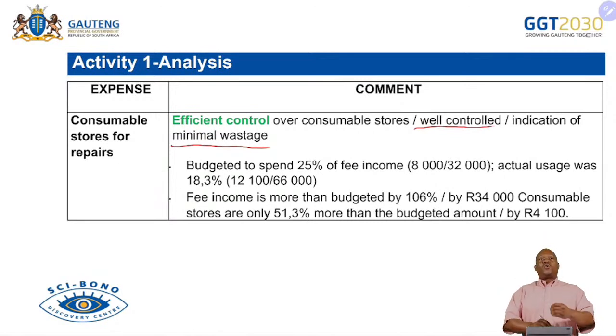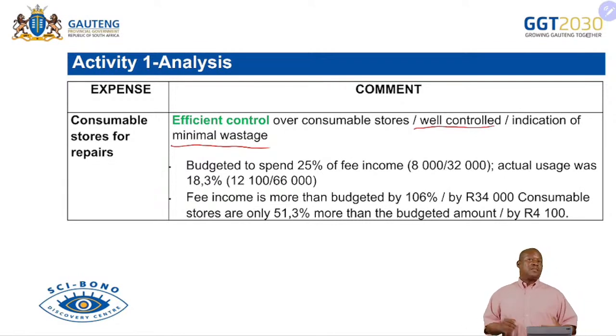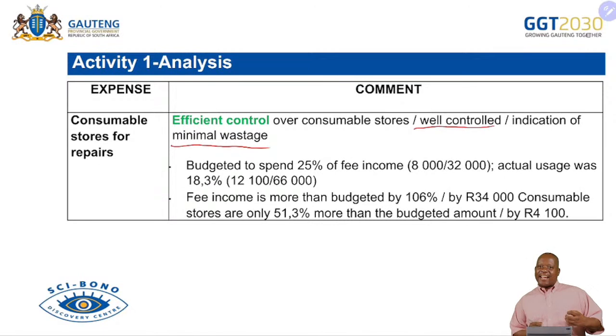But the consumable stores that we are using to get this income went up by only 51%. So it means it's increasing slower than the increase in income. Guys, when income is increasing more than our expenses, we are happy. It means we are controlling our consumable stores for repairs better because we are getting more income.